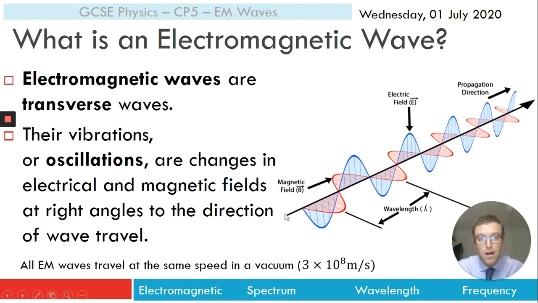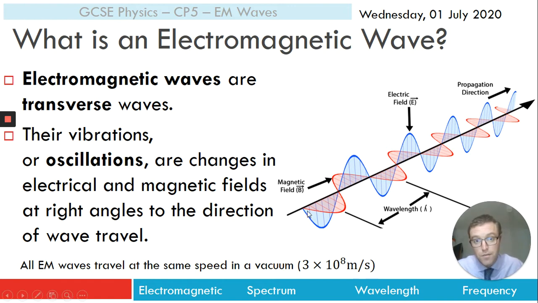here's another model or image of an electromagnetic wave, a light ray, traveling forwards. Okay. Last lesson, we looked at transverse and longitudinal waves. In transverse waves, the oscillation or the vibration of the wave is at right angles to the direction of wave travel. In longitudinal waves, the vibration is along the direction, parallel to the direction of wave travel.